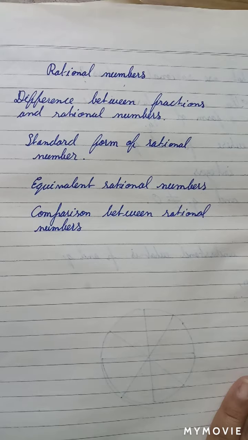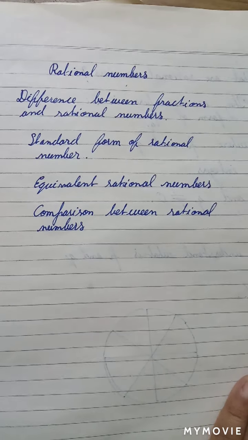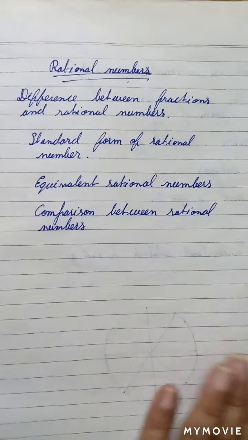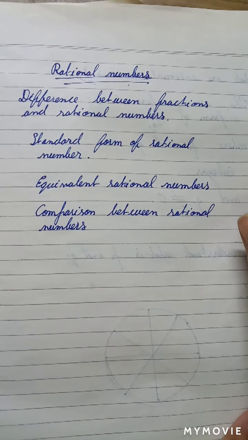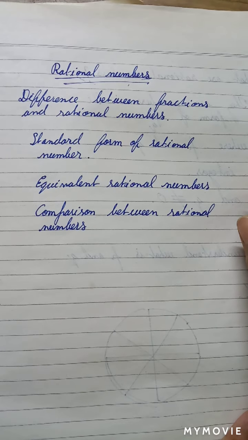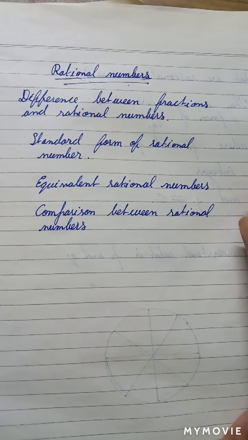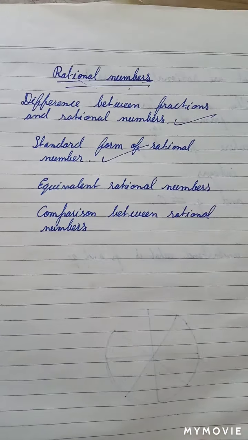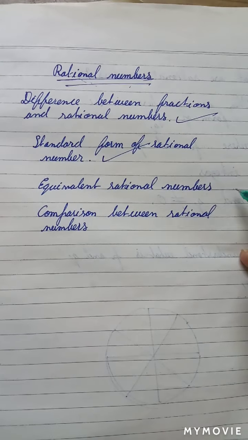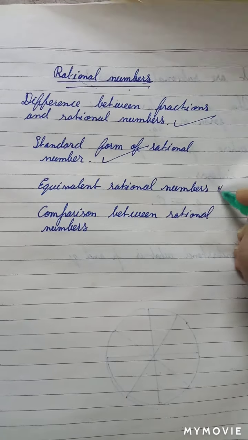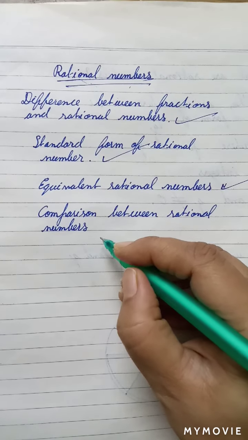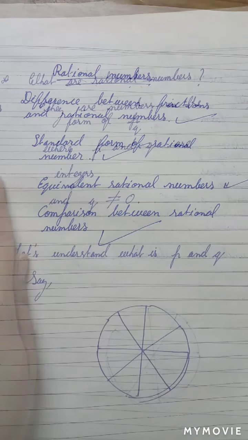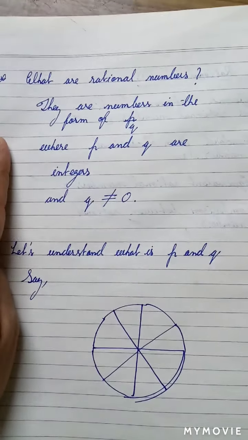Today we are going to study a topic in mathematics called rational numbers. In today's topic, we will learn what are rational numbers and what is the difference between rational numbers and fractions. Also, we will study the standard form of a rational number. We will study about equivalent fractions, and also we will learn to compare two rational numbers. So let's begin. So let's understand what are rational numbers.